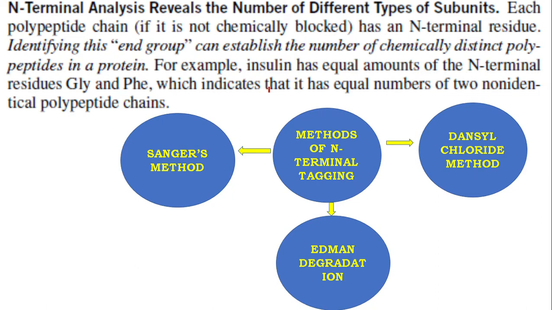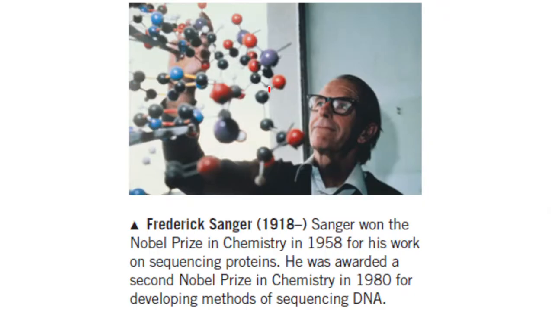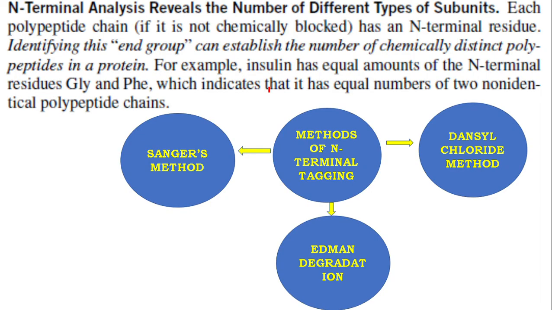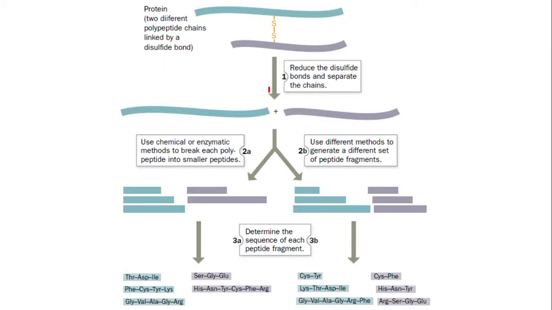Protein sequencing is the identification of the amino acid sequence of a polypeptide chain or a protein. Already we found that the different polypeptide chains in the protein are initially separated. This is by breaking down the disulfide bonds between them.